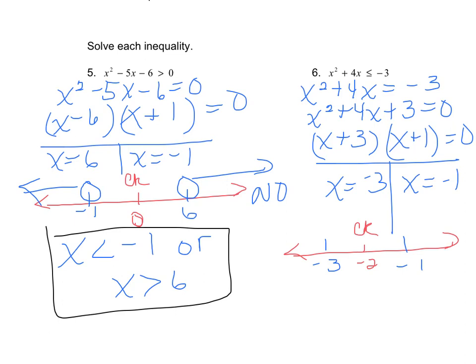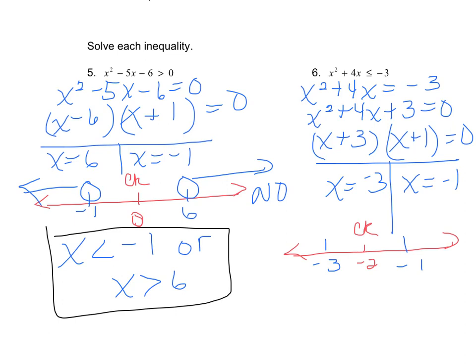Okay, I want you to pause the video and try to check negative 2 in the original inequality and see what you get. Okay, did you end up with a negative 4 just like I did? If you didn't, double check, did you encase the negative 2 in a set of parentheses before you squared it? Because that makes a big difference. So you should have ended up with a negative 4, and a negative 4 is less than or equal to negative 3, so it does work.